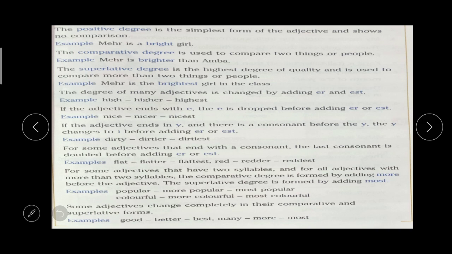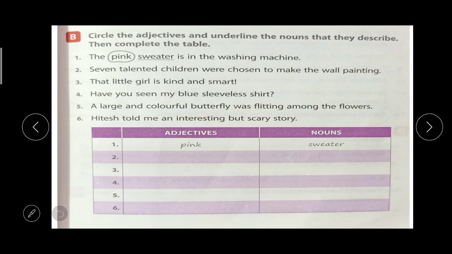Now let me show you the exercises relating to this chapter. And here we have the first exercise, that is number B, where some sentences are given with a box below it. So we have to circle the adjectives and underline the nouns that they describe, and then complete the box given below. Let me show you the answer.